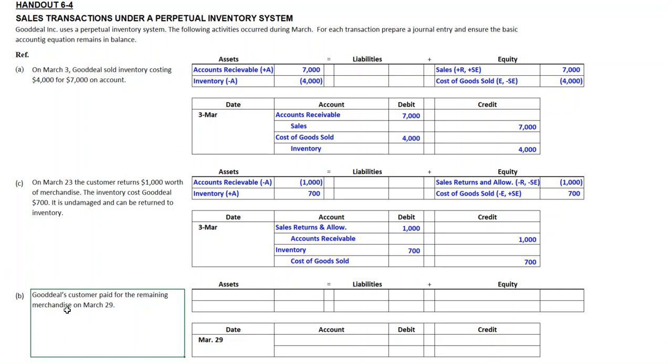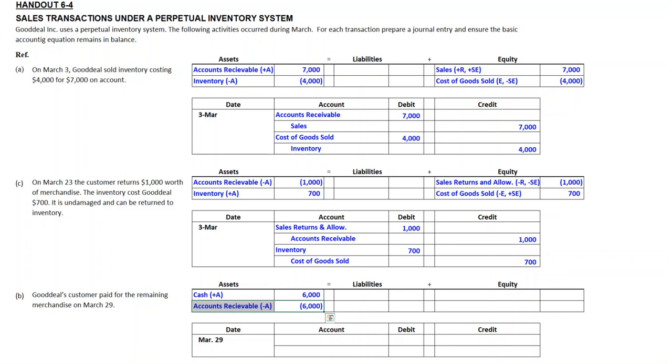Finally, we're told that Good Deal's customer pays for the remaining merchandise on March 29. So originally, we had accounts receivable of $7,000. They returned $1,000 worth of merchandise. So at this point in time, they owe us $6,000. So if they pay for that, we get an increase in cash of $6,000. And of course, at the same time, we will decrease accounts receivable by $6,000.